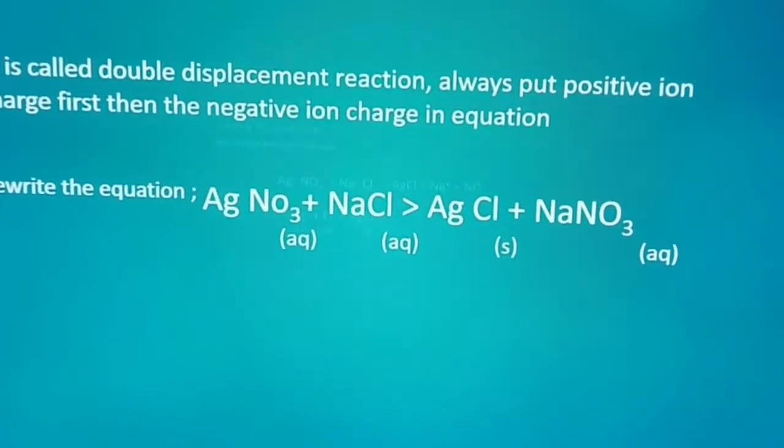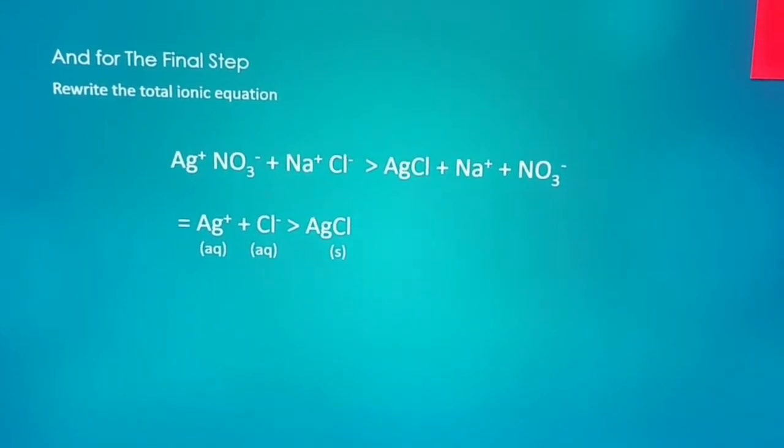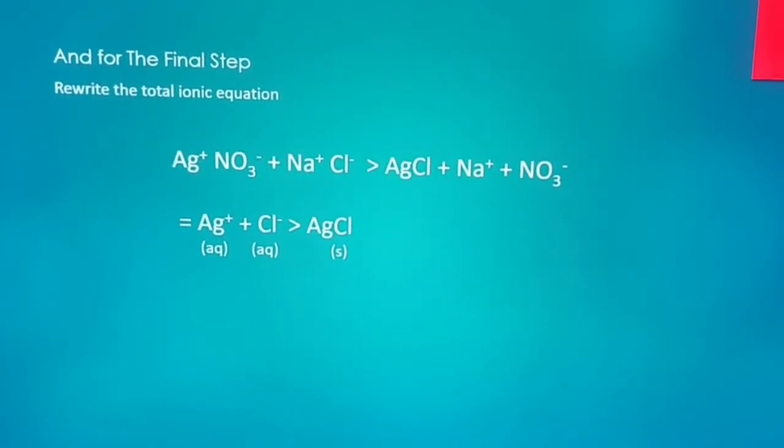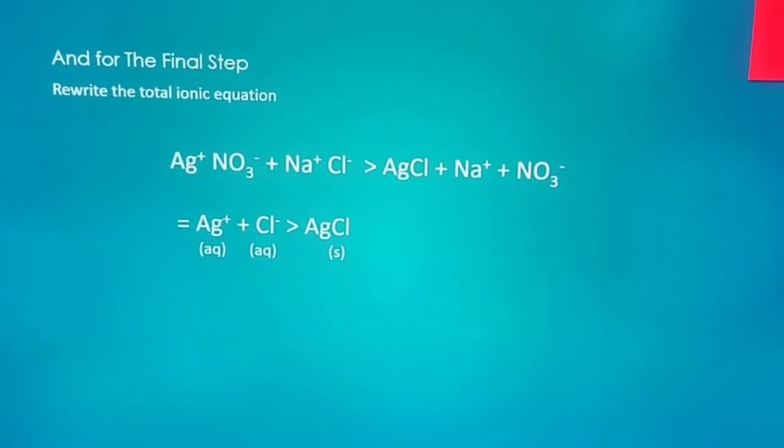Rewrite the equation. For the final step, rewrite the total ionic equation. And we get reactant silver with a positive charge plus chloride with a negative charge going to the product silver chloride.